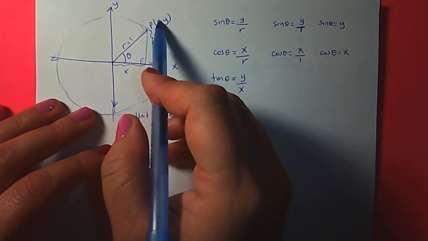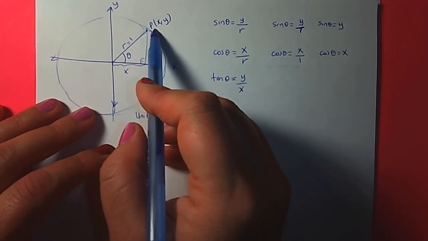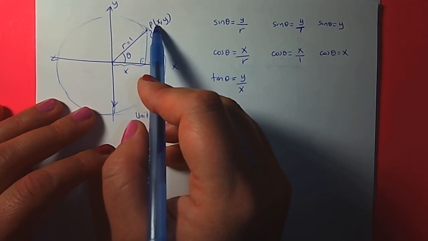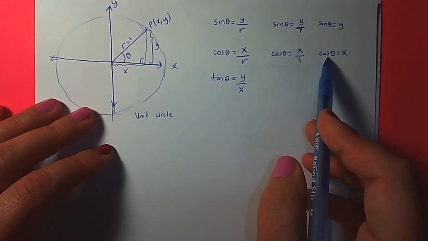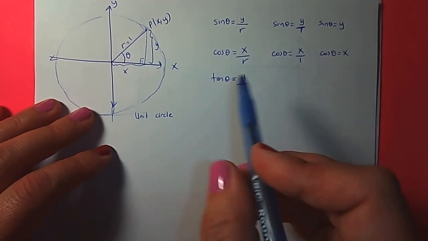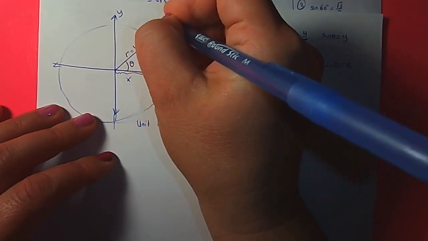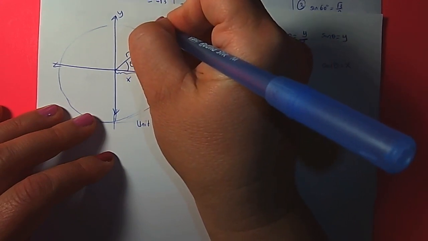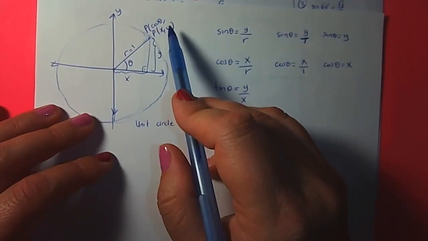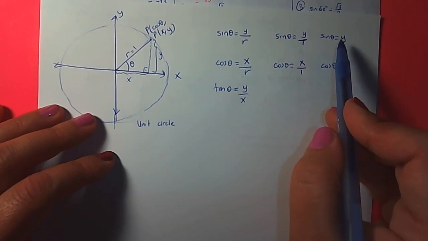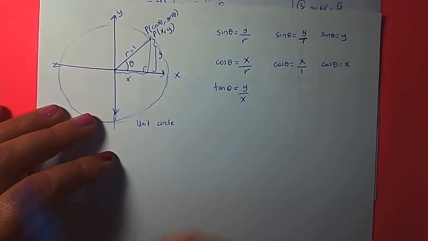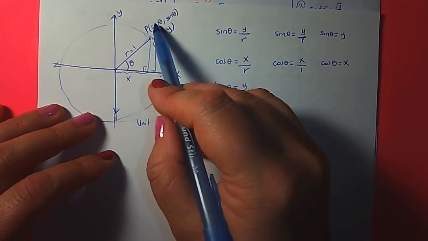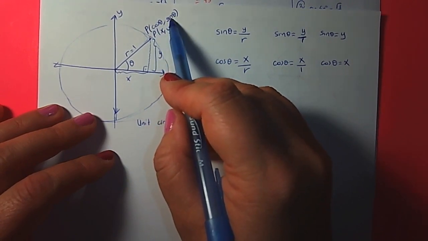Okay? And let's look at the coordinates of this point. Those are x and y. We just said that x is equal to cosine theta for a unit circle, and the y coordinate is the same as sine theta. So instead of x, y, I can use cos theta and sine theta.